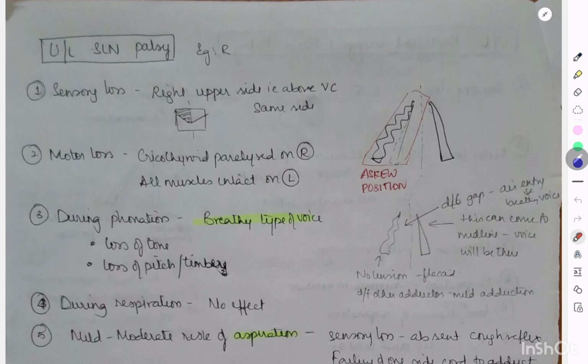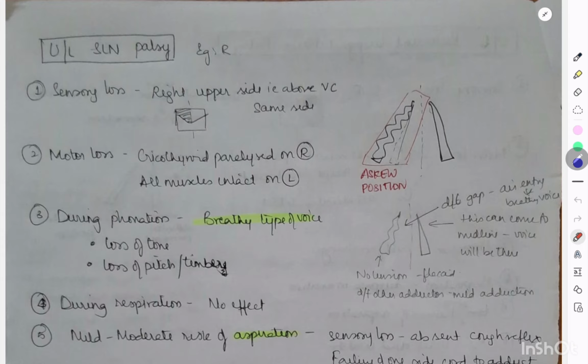So that was about recurrent laryngeal nerve palsy, in which there was a problem in abduction, so the vocal cords were coming into the midline. It depends on whether it is unilateral or bilateral. If it was bilateral, it was more severe because both cords were coming to the midline. Now let's see about superior laryngeal nerve palsy.